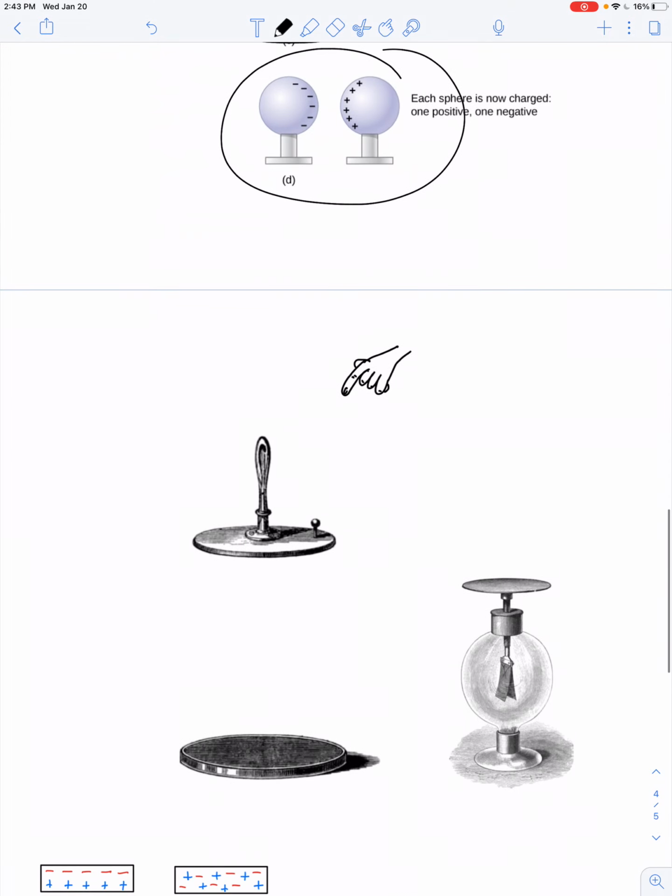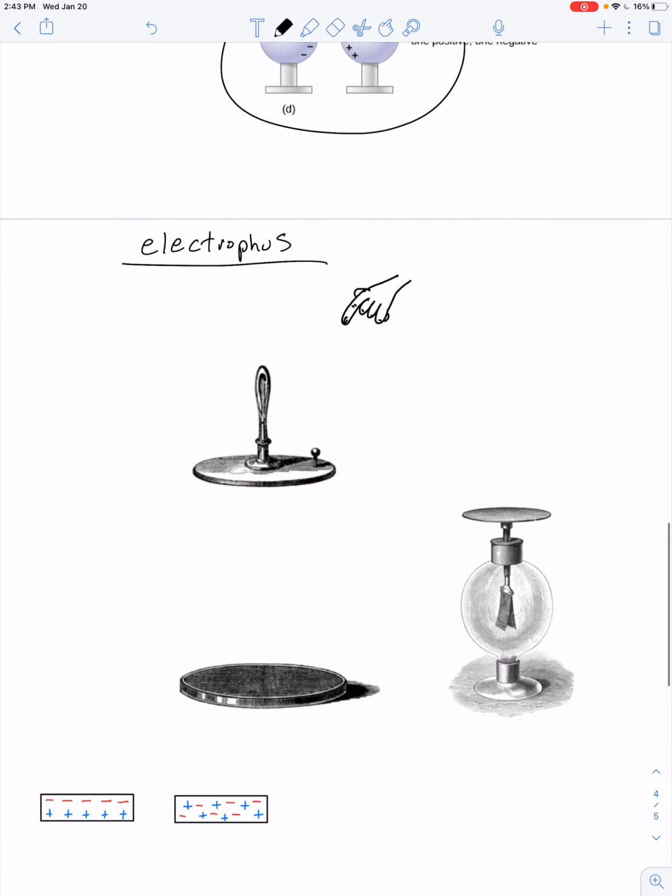This example you might have seen in another video or in class. It's known as the Electrophorus. There's a metal plate with a plastic or wood handle. So the plate is a conductor and the handle is an insulator. And then there's an acrylic base. Acrylic's like plastic or plexiglass. It's an insulator. So the process goes something like this.